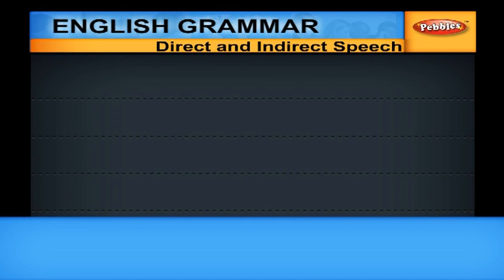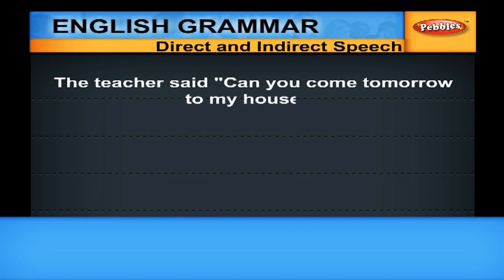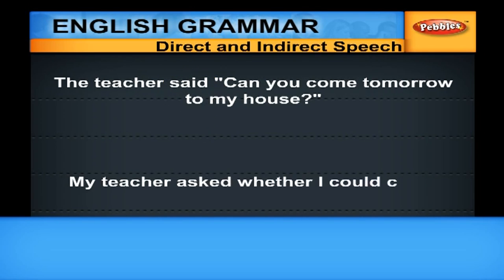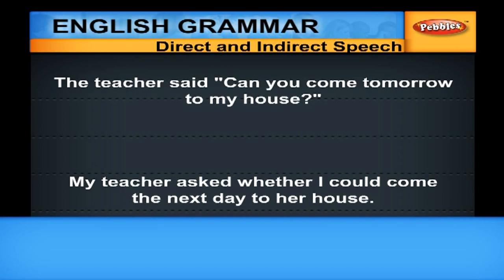Change these sentences from direct to indirect. The teacher said, can you come tomorrow to my house? The sentence is an interrogative. It is a yes or no question. So the conjunction must be if or whether. Since it is an interrogative, replace said with asked. My teacher asked whether I could come the next day to her house. Tomorrow becomes the next day in indirect speech.